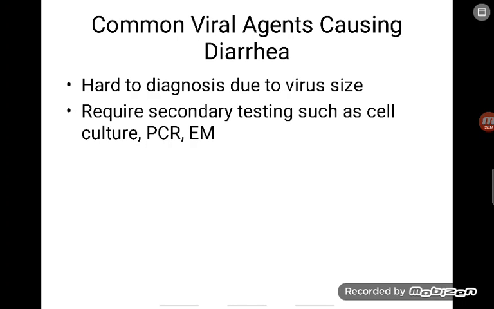Usually it's hard to diagnose the viral causes of diarrhea. We have many viral causes of diarrhea, but it's hard to diagnose them using classical methods due to the virus size. Viruses cannot be seen by compound microscopes. They need to be seen by electron microscope, by PCR, or sometimes by use of cell culture.